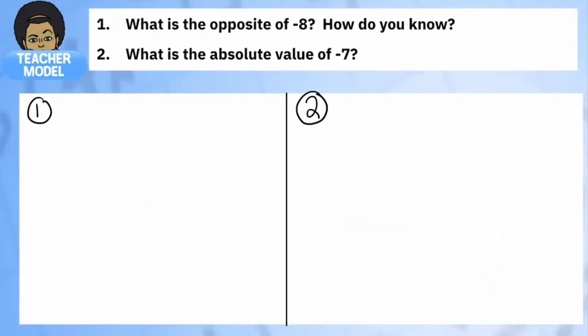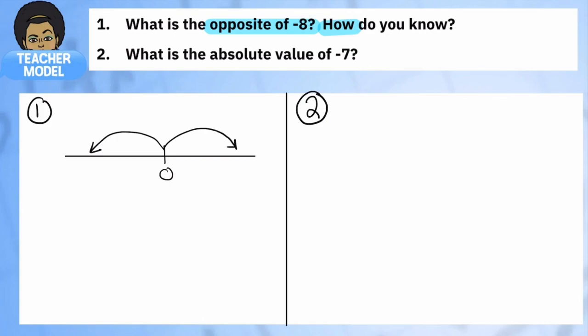Here's our first question. What is the opposite of -8 and how do we know? Well, in a previous video, I showed that opposites are two numbers that are the same distance from zero. One just going to the left of zero to negatives, and the other one the same distance to the right. So let's think about this one.